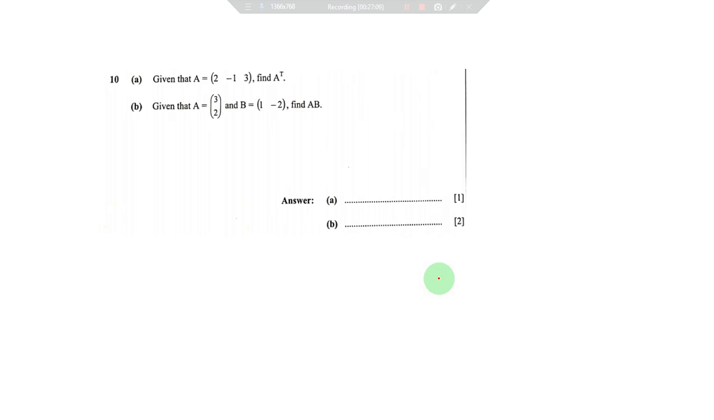Question 10a. Given that A is equal to 2, -1, then 3, find A transpose. So the T that is on top here represents transpose. To transpose a matrix simply means to change the rows into columns, or the other way around, you change the columns into rows. So in this case, this entire row will be changed into a column, like so. So the final answer will look like this. We have 2, -1, then a 3. That is the transpose of A.